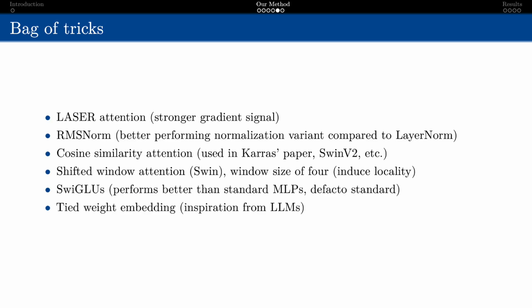We use a couple of tricks to improve our model's performance further. First, we use laser attention, which utilizes the log-sum-exp trick to boost the gradient attention signal. Second, we use RMS norm, which is simpler compared to layer norm and has been shown to be the best performing normalization variant. Third, we use cosine similarity attention. This performs L2 normalization on the queries and keys of the attention. For the local attention, instead of neighborhood attention, we use shifted window attention as used in the Swin transformer. Lastly, we tie the weights of the input embedding and the last output layer.